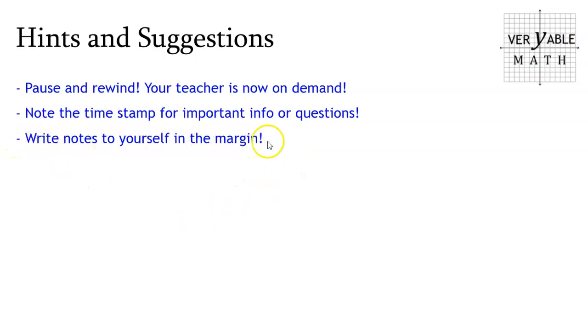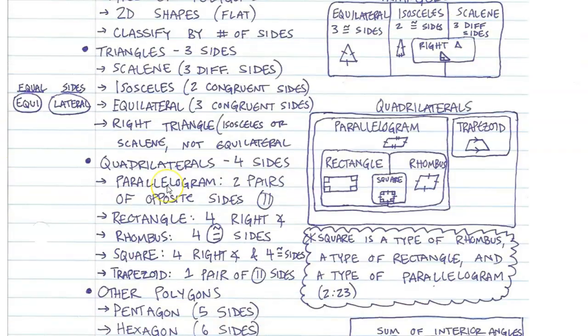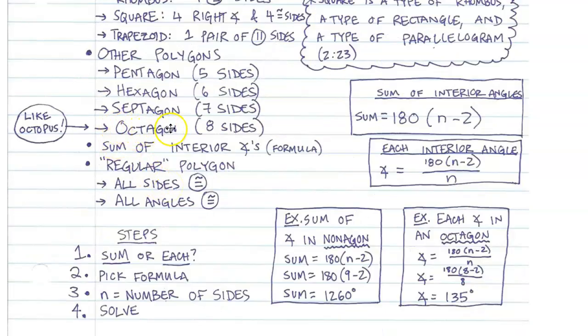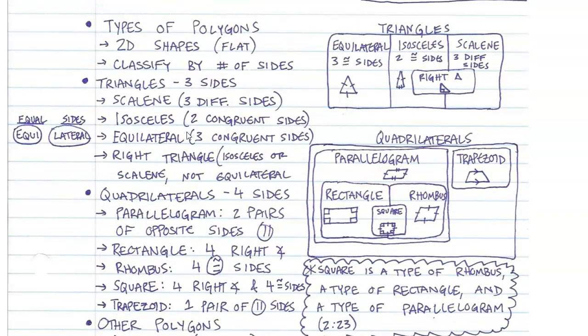Another important thing to do is to write notes to yourself in the margin. For example, if I'm looking at these notes, I wrote down that an octagon has 8 sides. Well, an octagon has 8 sides, just like an octopus has 8 legs. It's important for me to note that down to build a framework around the new information using old information, so that you can make sure that it cements in your head or it gets more solidified.